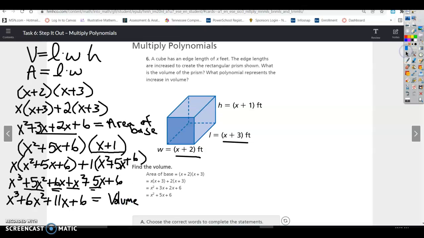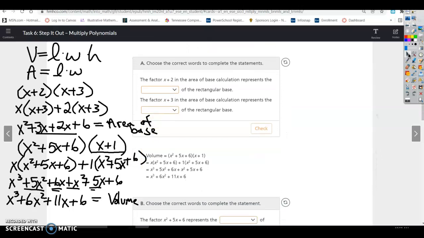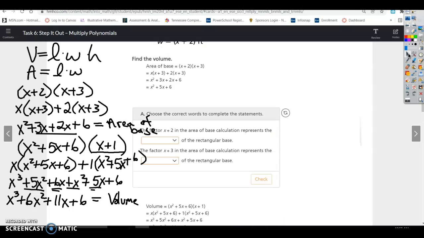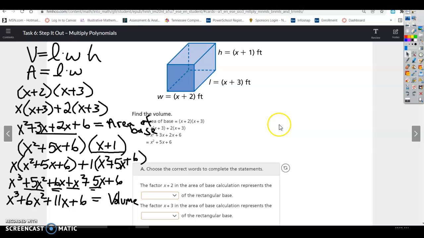All right, let's see what questions they have for us. Question A, choose the correct words to complete the statements. The factor x plus 2 in the area of base calculation represents the blank as a rectangular base. X plus 2, you can see, represents the width. The factor x plus 3 represents the length.